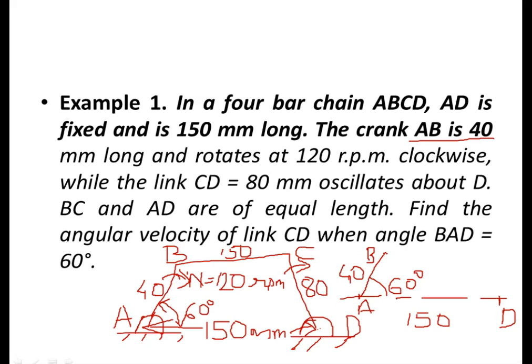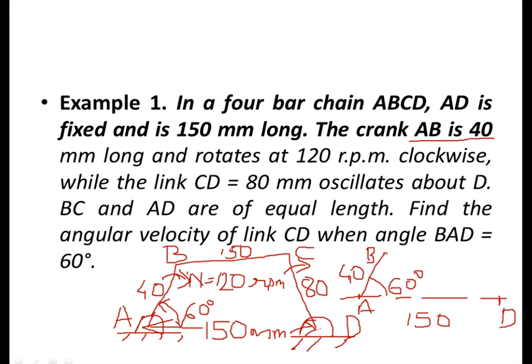Excuse me, sir. Yes, tell me. Sir, they have given BC and AD are of equal length, meaning BC is also 150 mm, no, sir? Yes, 150. Then where does the 60 degrees come, sir? AD is 150, no, sir? They have given BC and AD of equal length, so BC is also 150, so it will be a rectangle shape, no, sir? I am just drawing freehand now, we are constructing. Don't think further, let us solve first, then you will understand. It will not be a rectangle.